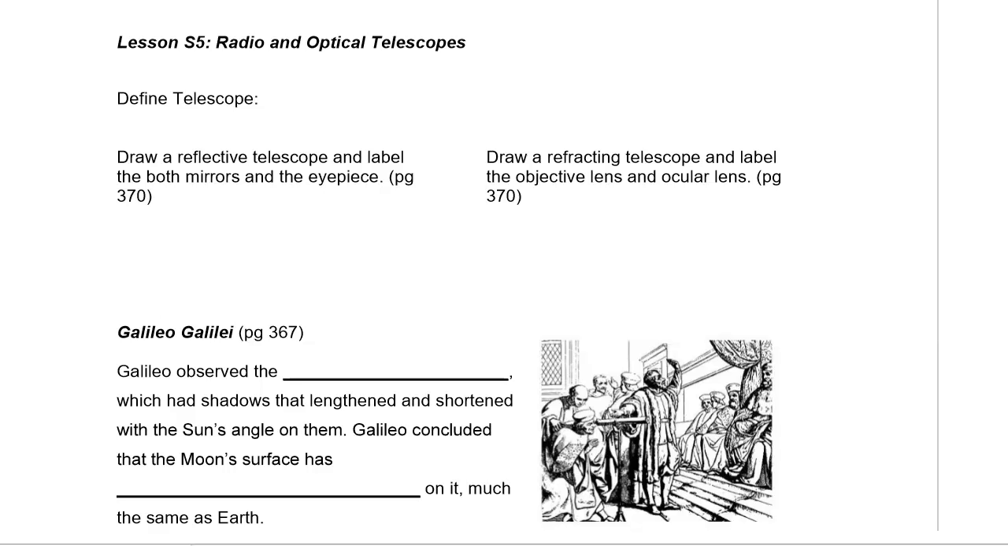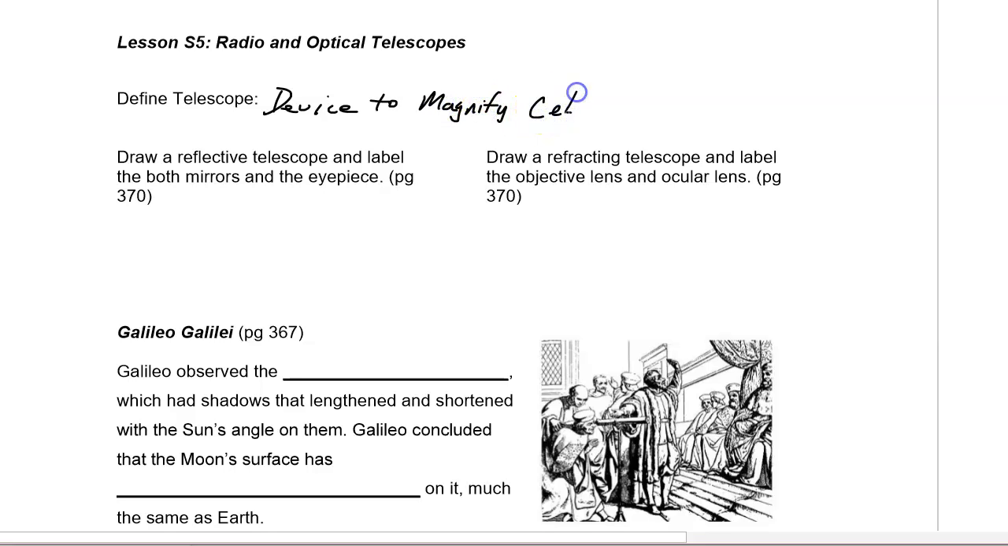First thing we're going to do is define the word telescope. That word telescope is basically a device to magnify celestial bodies. Now we've got two main types, which is what the other video is mostly about.